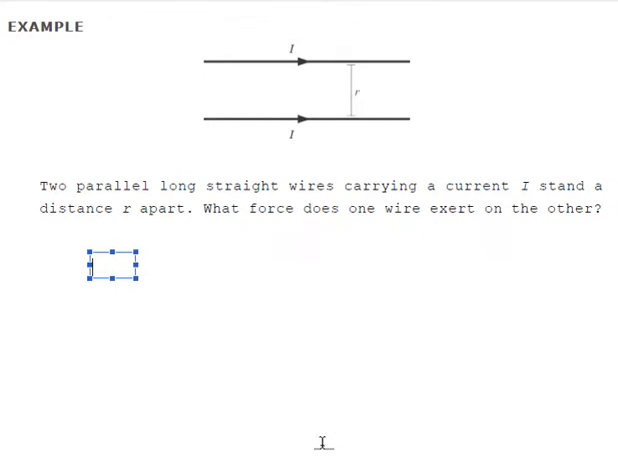Okay, so we are looking for a force. And we know that when we talk about wires, force is equal to I times L times B. We do have a sine theta, but we'll see later that we won't need it here. So let's start looking at what we have here.